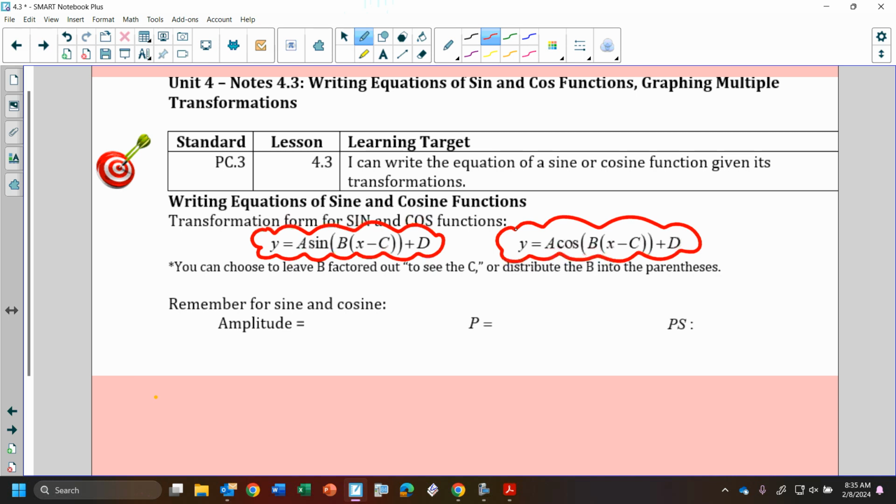You do have a choice when you write the equations. You can leave the B factored out so you can see your C. That's usually the way I start my equation. I leave it so that the B is factored out. But you can also choose to distribute that B and multiply it into the equation and kind of simplify it. And that's fine too if you want to do that. Okay? But I usually start with the factored out.